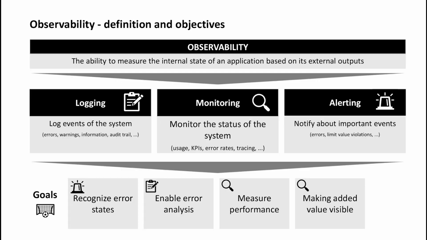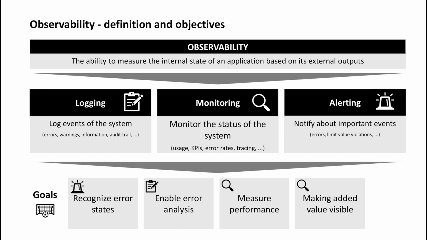What is observability? The ability to measure the internal state of an application based on its external outputs. In concrete terms, this means that the application has dedicated interfaces through which it communicates how it is doing and how it is performing. Observability essentially has three elements.